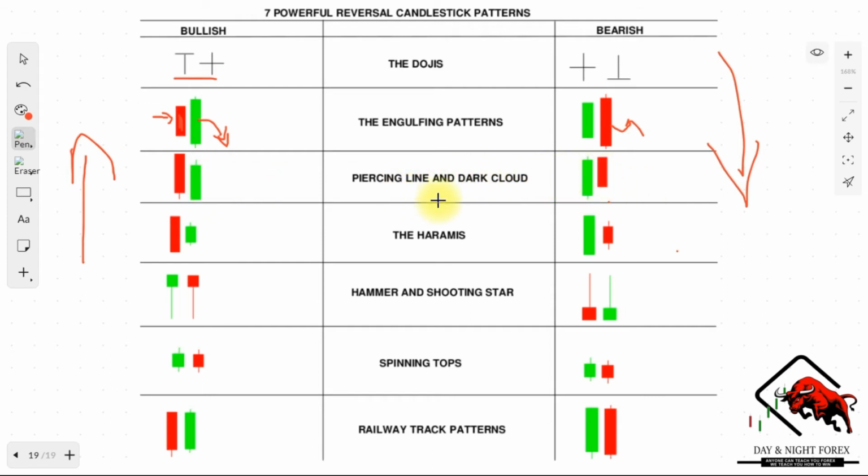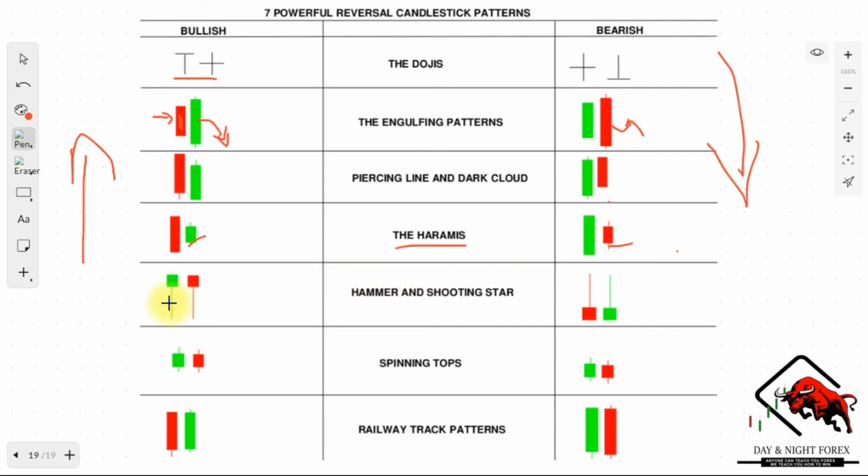So as you can see, the piercing line and then the dark cloud. And then we have the haramis, very powerful as well. We have what we call the mother candle and the baby candle. So it's a small candle inside of a big candle. Here we can see that the small candles are the ones that give us the direction when it comes to harami. The small candle is the one that gives us the direction of the market, as well as that one, as you can see.